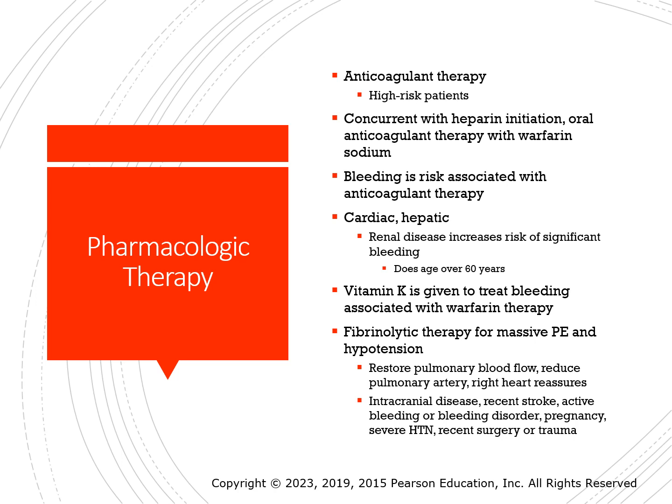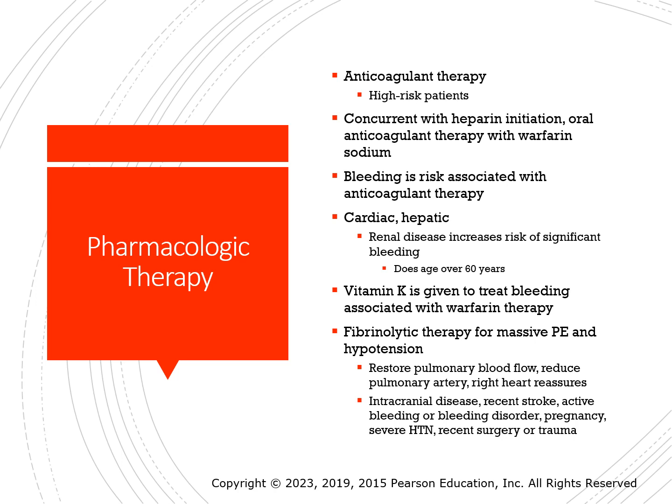Longer therapy is used when chronic disorders that increase the risk of thromboemboli are present. Bleeding is a risk associated with anticoagulant therapy. Although major hemorrhage is uncommon, it occurs in approximately 5% of patients receiving IV heparin. Cardiac, hepatic, and renal disease all increase the risk of significant bleeding, as does age over 60. The use of fractionated and low molecular weight heparin is associated with fewer adverse effects and may be considered. Current research suggests that factor Xa inhibitors are also effective and result in fewer side effects and drug interactions. Vitamin K is given to treat bleeding associated with warfarin therapy.